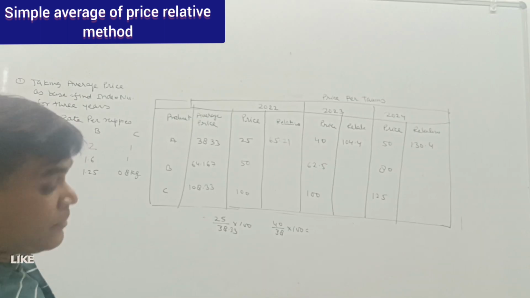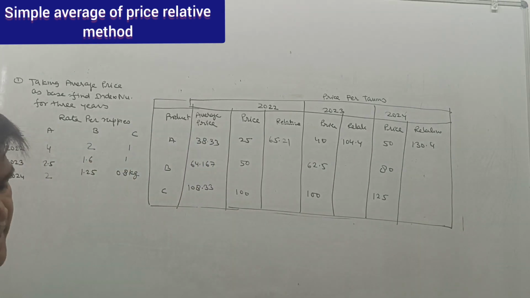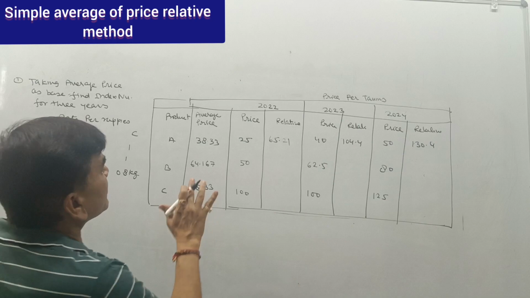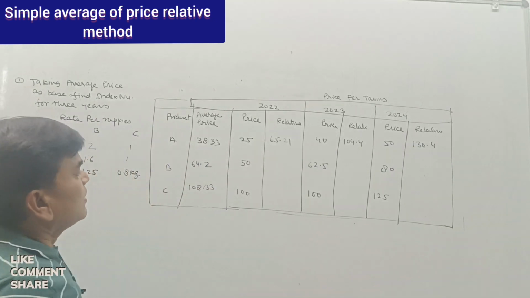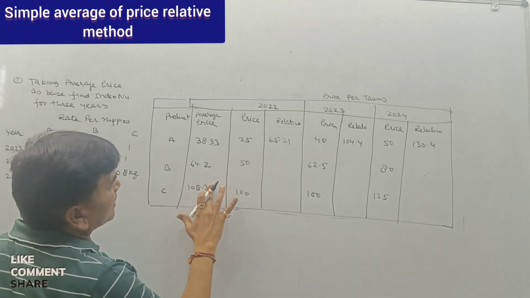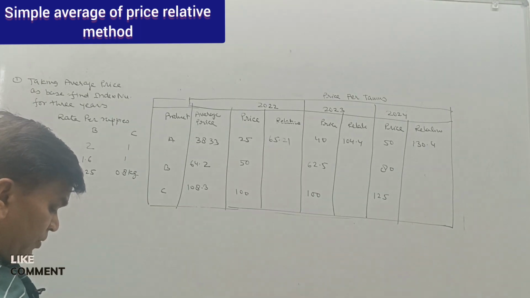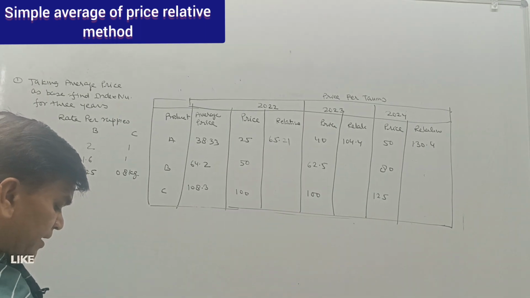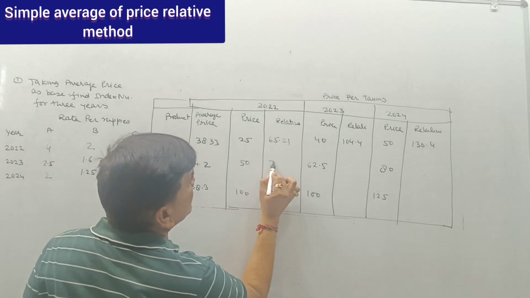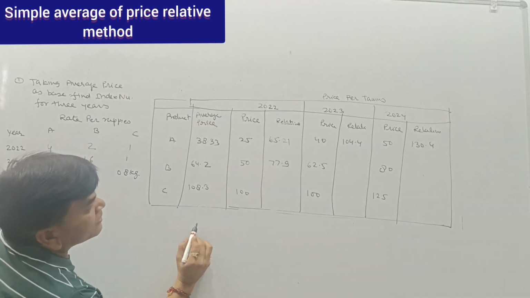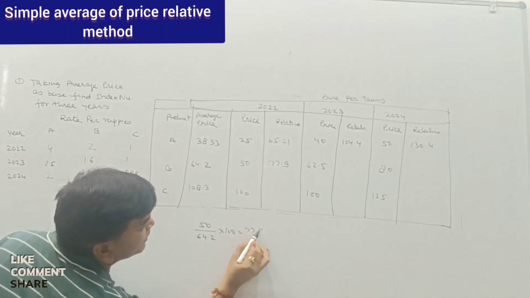Next one, for getting next, that is 64.167. We can write 64.2 for calculation, no problem. In this also we have 3 values. Okay, so first one, 50 divided by 64.2 multiplied by 100, that is 77.9.